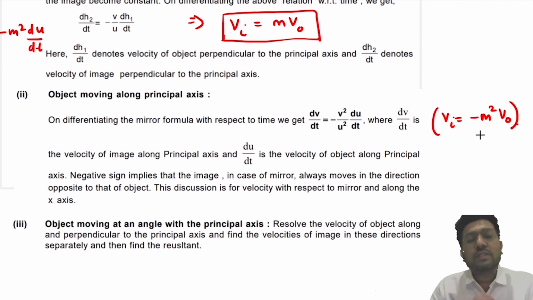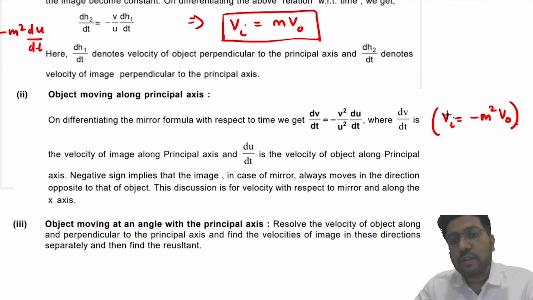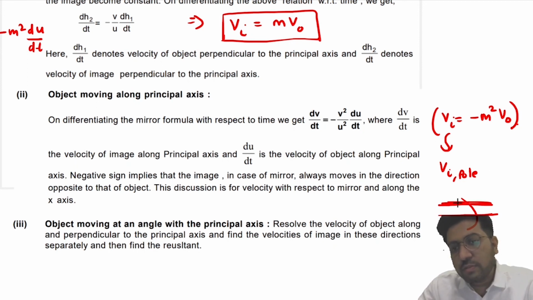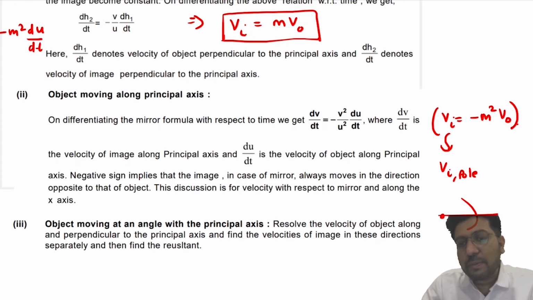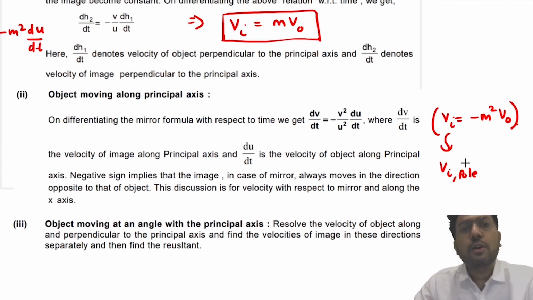But there is one more thing that you should understand here. This velocity of image is velocity of image with respect to the pole. It might happen that the pole is also moving, right? The mirror is also moving towards left or right. The object distance not only depends on the object, it also depends on the pole. So if the pole is moving, then you have to write the velocity of image with respect to the pole, and here the velocity of object with respect to the pole.